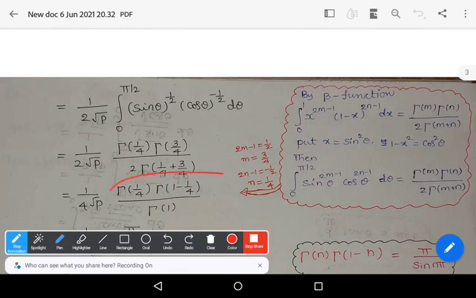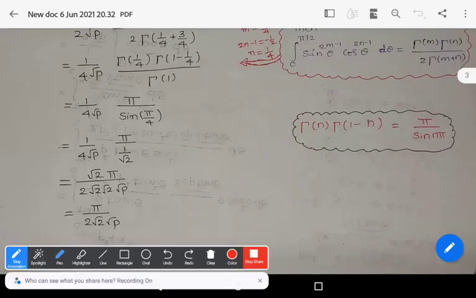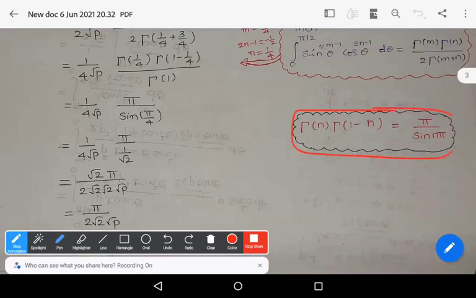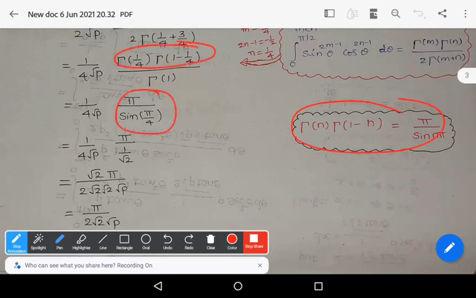That is nothing but gamma of 1 by 4 into gamma of 1 minus 1 by 4 divided by 2 into gamma of 1. Again, we get gamma of n into gamma of 1 minus n, which is equal to pi by sin n pi. Here in the numerator the value of n is 1 by 4. Put n equal to 1 by 4 in this formula. We get the numerator as pi by sin pi by 4.